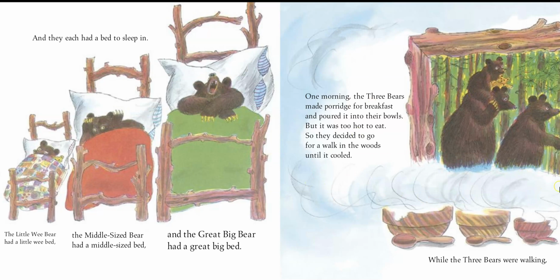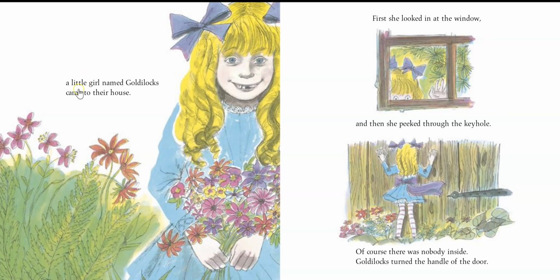And you can see here the porridge was really hot because there was like all this steam coming out of it. And then they're going on their walk. While the three bears were walking, a little girl named Goldilocks came to their house. So locks usually means hair in kind of like olden ways. So Goldilocks, she has golden hair. That's what that word comes from, Goldilocks.